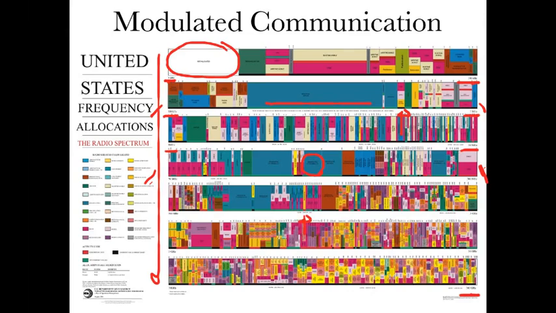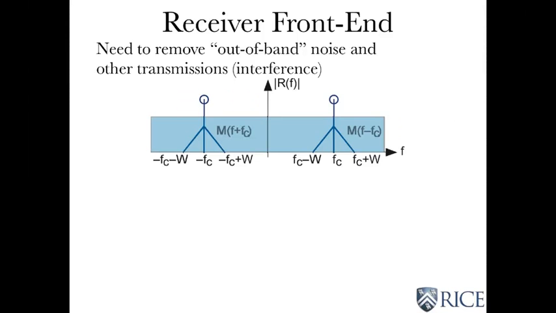Okay, well, how are we going to receive this thing? How are we going to receive an amplitude modulated message? So this is what comes out of the channel, in the frequency domain. We get the broadband white noise, and there's our message signals.